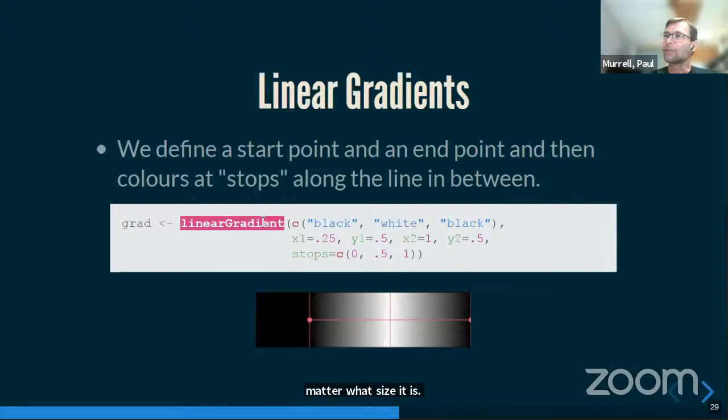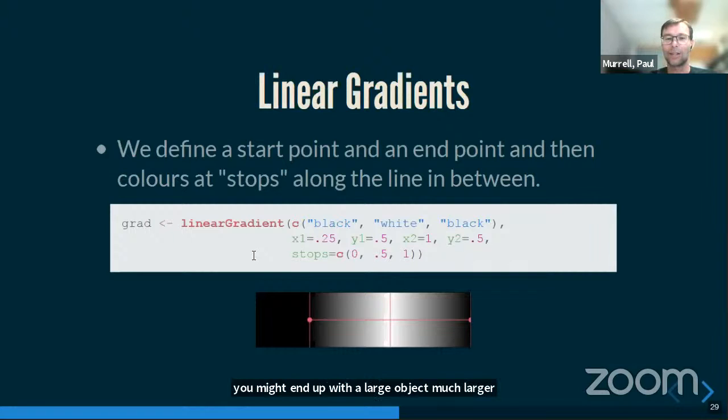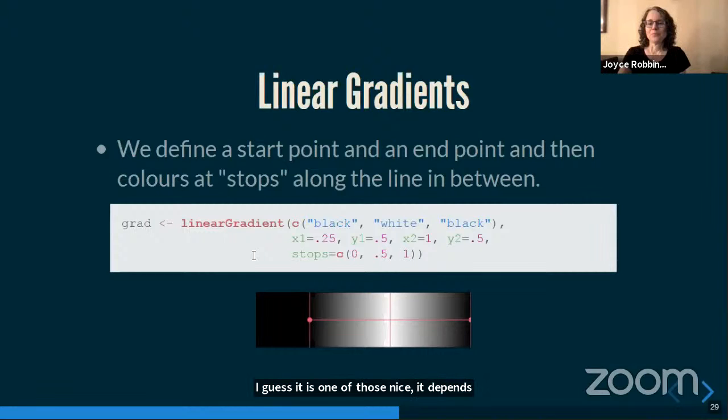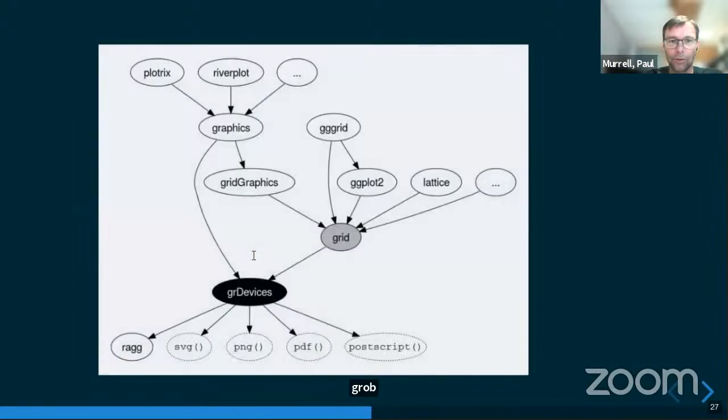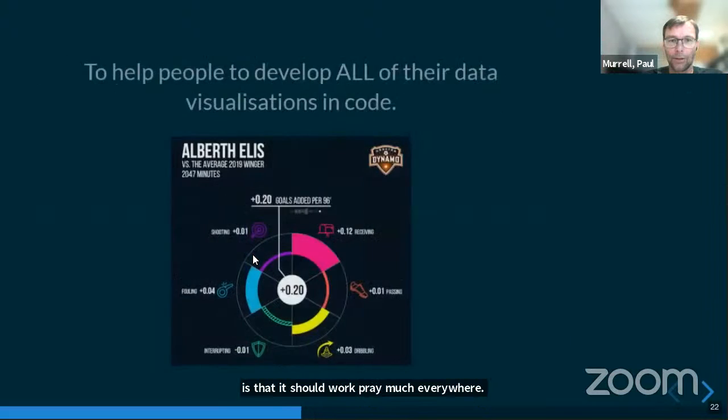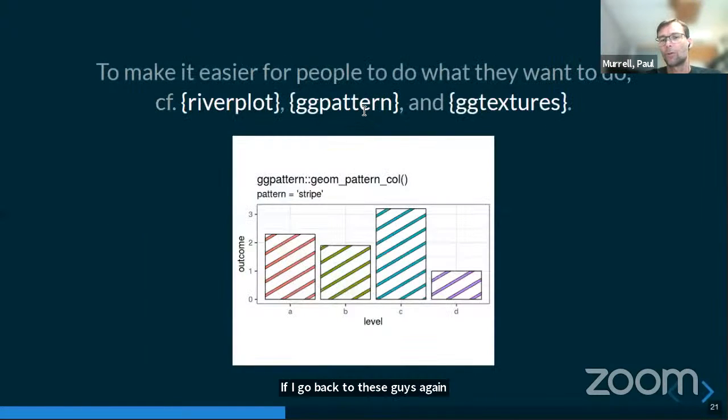And in some cases, depending on how you create your raster grob, you might end up with a large object, much larger than the linear gradient description. I think that covers most of it. So I guess it's one of those nice "it depends" answers. By comparison, the good thing about the raster grob is that it should work pretty much everywhere.